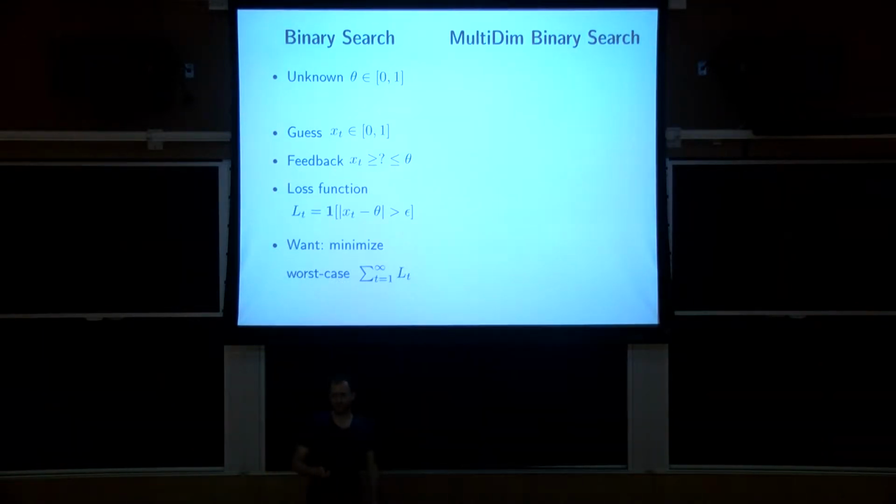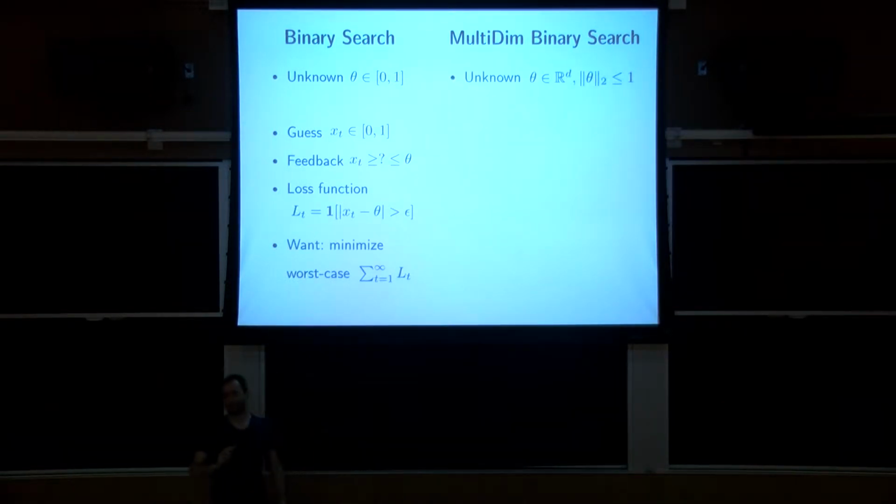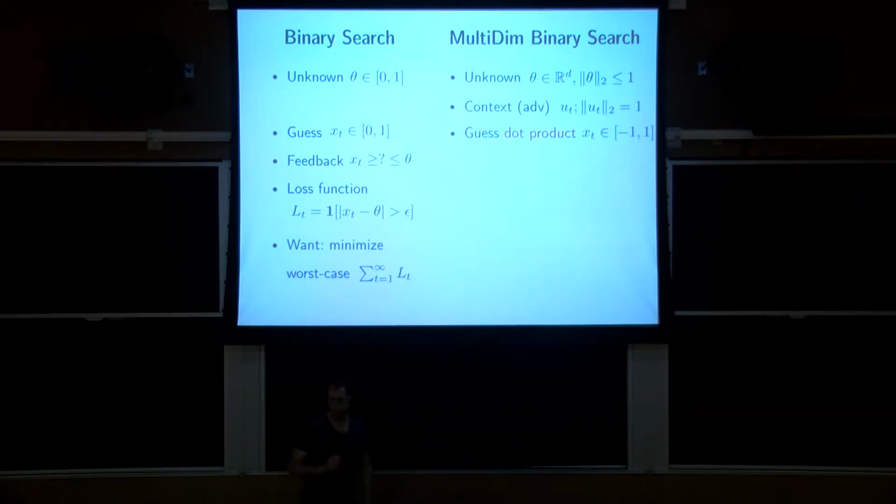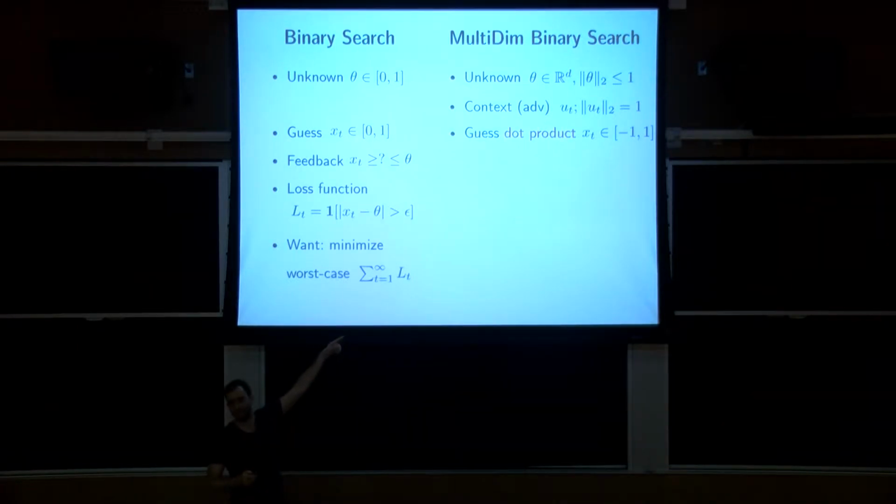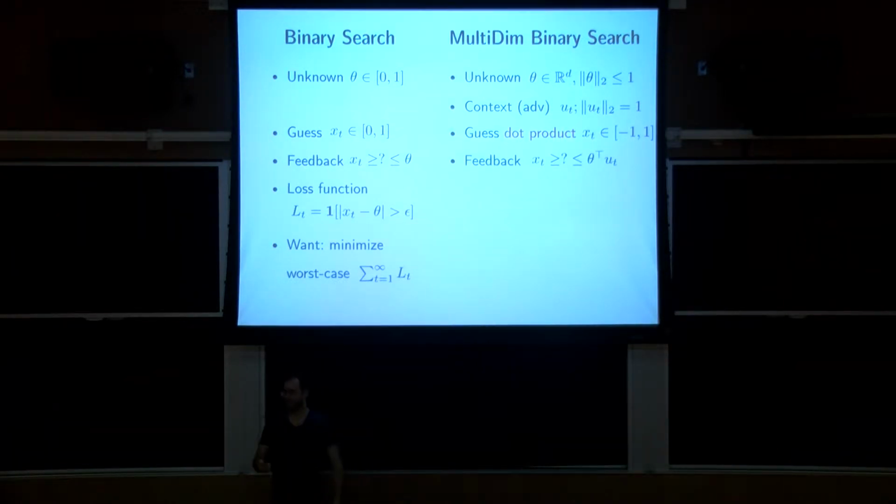So far so good. So let's make it slightly more interesting. Let's make it multidimensional. Now instead of an unknown number, you have an unknown vector, theta in d dimensions. And I also normalize, say that it has norm at most 1. And I also keep asking you to guess, but what you're guessing is a dot product. So I'll adversarially pick some direction, some unit vector ut, and I'll ask you to guess the dot product between theta and ut. So your guesses would be some xt, and I'll give you the same feedback. Is your guess larger or smaller than the dot product between theta and ut?